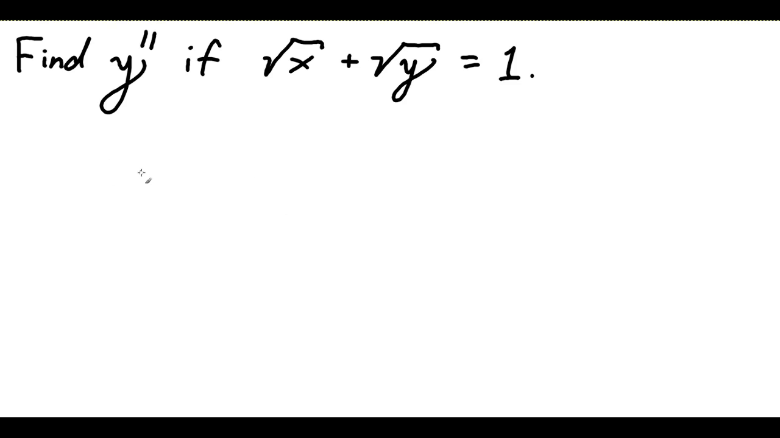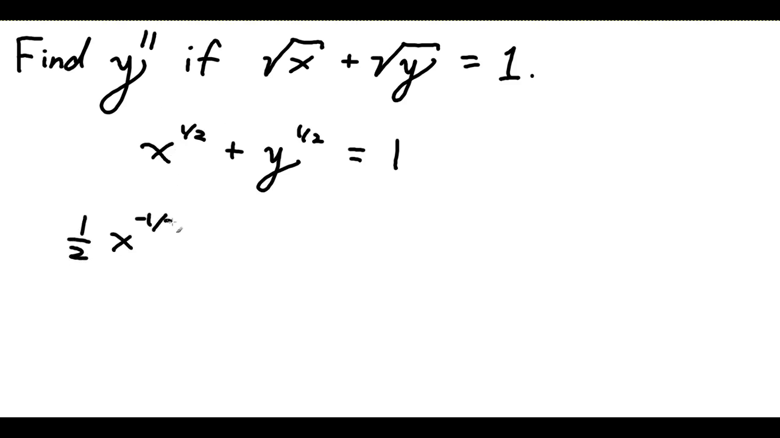So let's begin by writing this in a way that makes it easier to differentiate. We'll go ahead and write the radicals in exponent form. So we have x to the 1/2 plus y to the 1/2 equals 1. And let's go ahead and differentiate both sides. The derivative of x to the 1/2 is 1/2 x to the negative 1/2. The derivative of y to the 1/2 is 1/2 y to the negative 1/2 times the derivative of y.